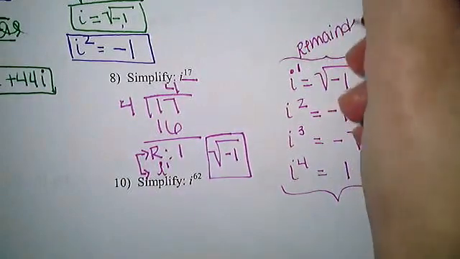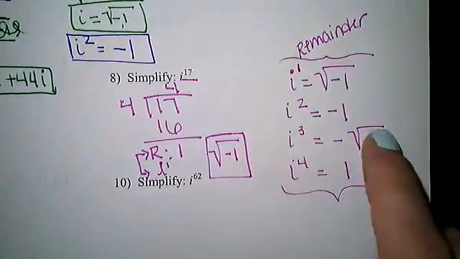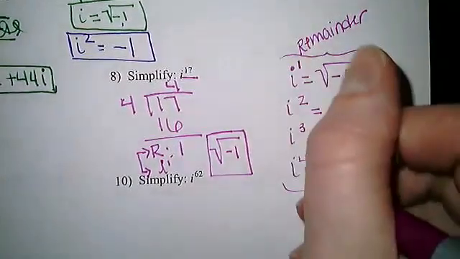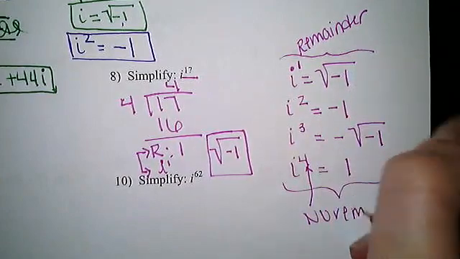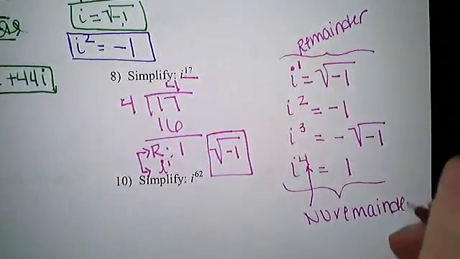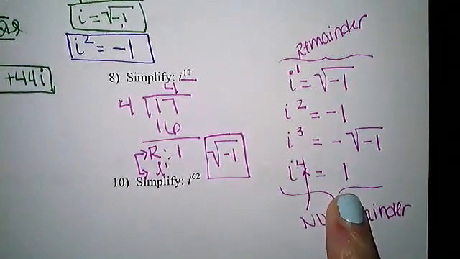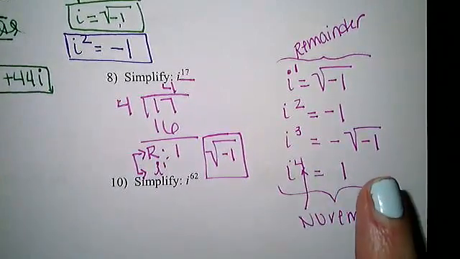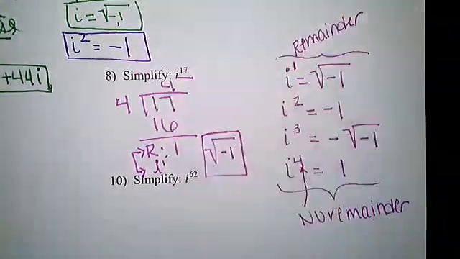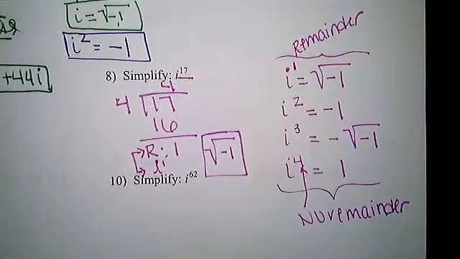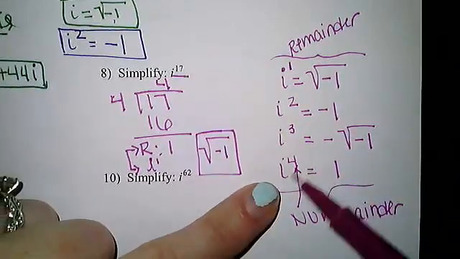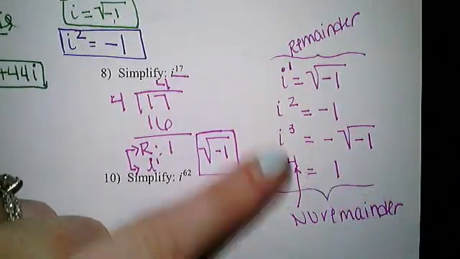Remainder. So whatever's left over, that'll tell you which one it is. And if there's no remainder, that means it's divisible by 4, so it would be equal to 1. I know this stuff really tripped me up in the beginning. I was like, I really don't understand this. But if you can divide by 4, it's going to be this one, since it has a little 4 by it.